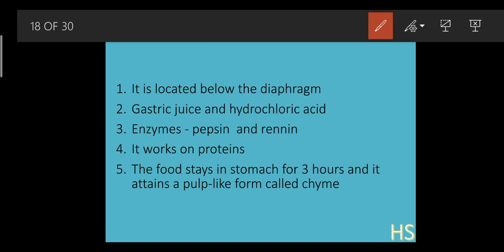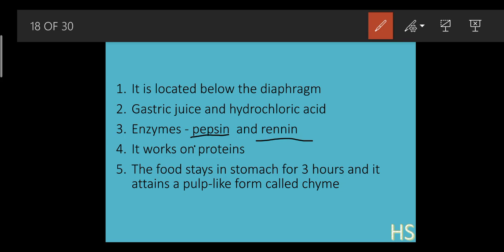So there are basically two different types of juices, that is the gastric juices and HCl, which is present inside the stomach. Okay, the name of the enzymes. See students, the name of the enzymes have started. From here on there will be a lot of names coming. Two different types of enzymes are present, that is pepsin and renin.